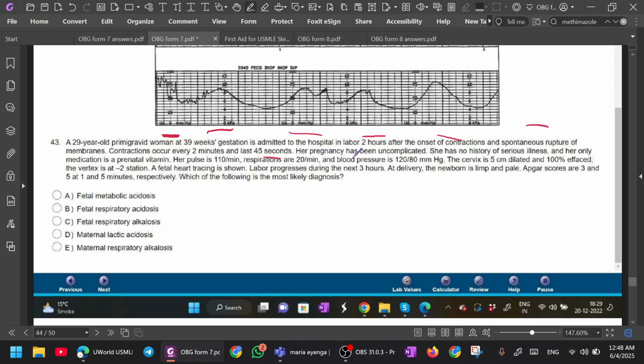Pulse is 110, respirations 20, blood pressure 120/80. The cervix is 5 centimeters dilated and 100% effaced. The vertex is at -2 station. Fetal heart rate tracing is shown. Labor progresses during the next 3 hours to delivery. The newborn is limp and pale. Apgar scores are 3 and 5 at 1 and 5 minutes, respectively. Which of the following is the most likely diagnosis?